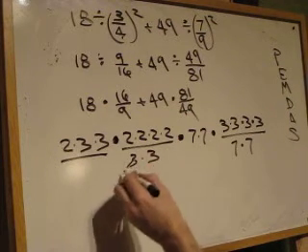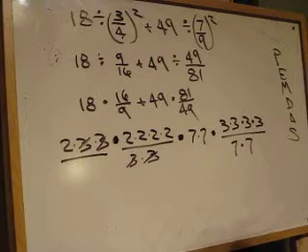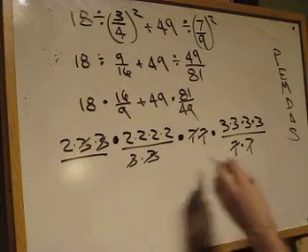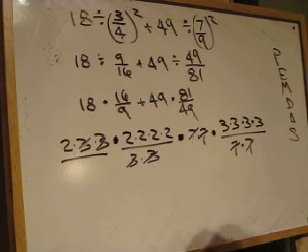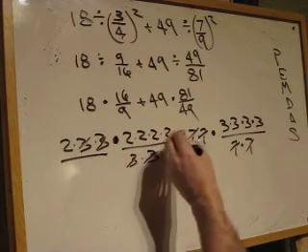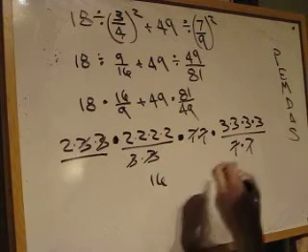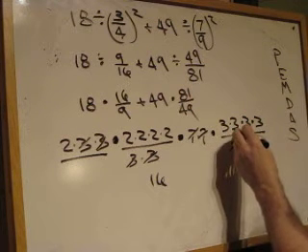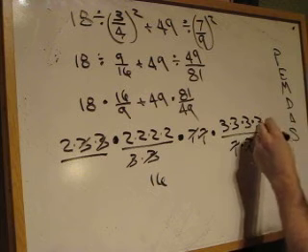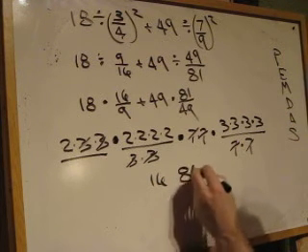Now I can start crossing out. Okay? 7 here. Get rid of those. Looks like I got rid of all my denominators. Now all I have left are numerators. So I end up having to multiply all of this through. So 2 times 2 is 4, times 2 is 8, times 2 is 16. And then 3 times 3 is 9, times 3 is 27, times 3 is 81.